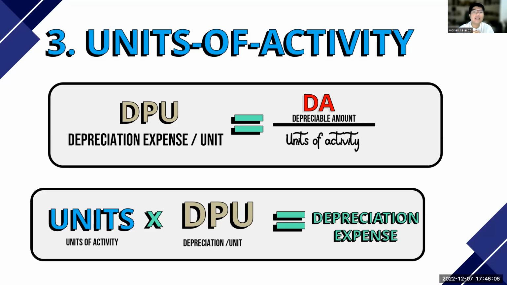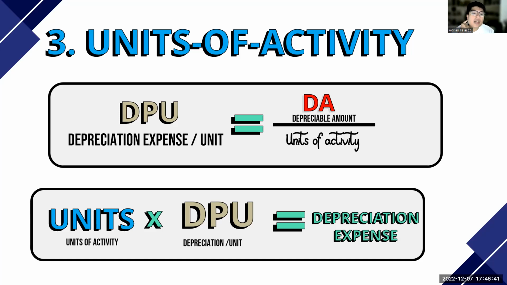Wherein rather than treating it as useful life in terms of years, let's treat it as useful life in terms of units of activity. And therefore, we want to calculate depreciation expense per unit. So usually it's in hours or days. But I just put unit because they can attach any unit of activity. In essence, what you need to do for units of activity is you divide your depreciable amount by your units of activity to get your DPU, or your depreciation expense per unit.